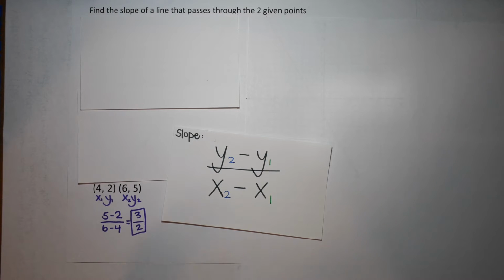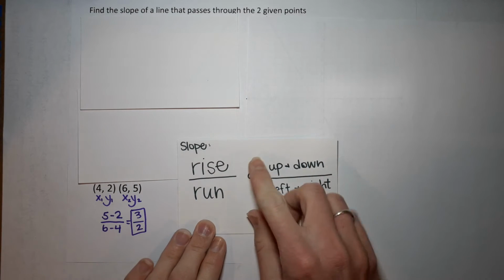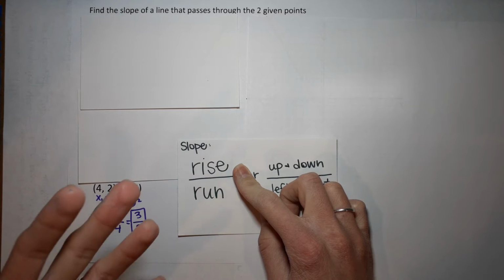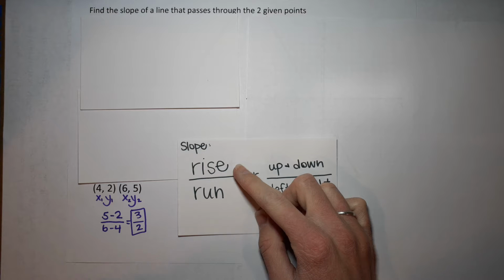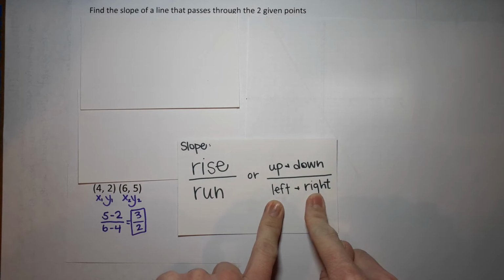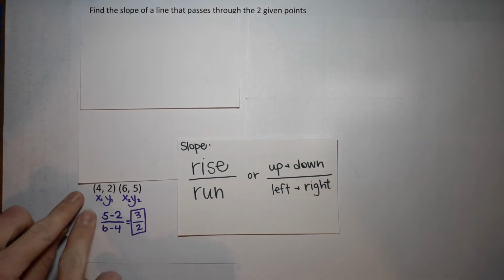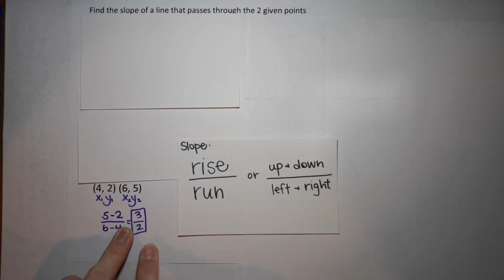But what does this mean? Slope is commonly referred to in math land as rise over run. It's just a way to help you remember that the top is up and down, the bottom is left and right of the way that your line is going. So what I would do is plot (4, 2) on a graph, and then from that point go up 3 over 2. Does that make sense?